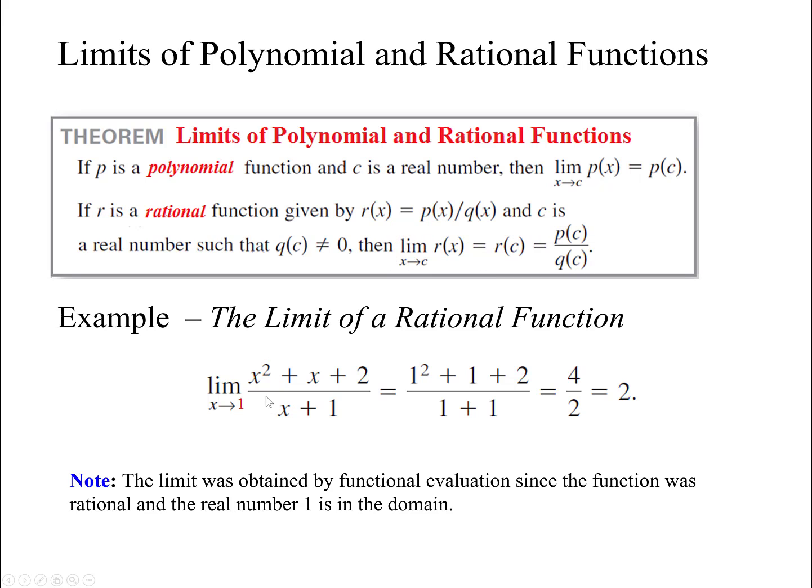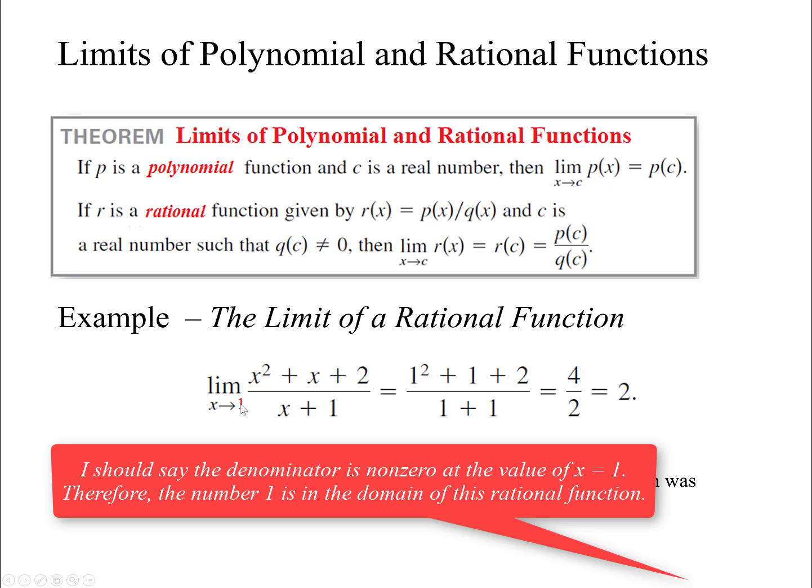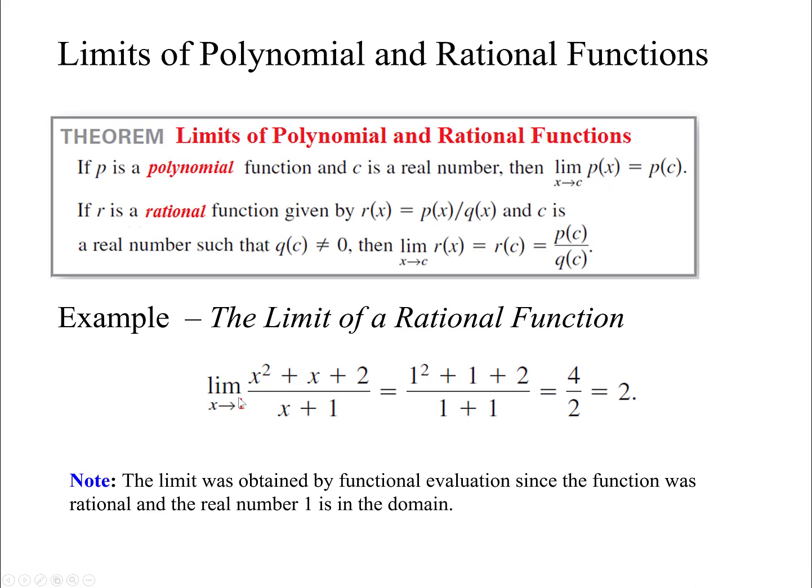And here's an illustration. Notice I have a rational function here, the ratio of two polynomials. Is the number 1 in the domain? Certainly, because the denominator is non-zero. So in this case, how would I evaluate the limit? The limit is evaluated simply by functional evaluation, namely you plug in. So we plug in and we get the result of 4 over 2, which is 2.